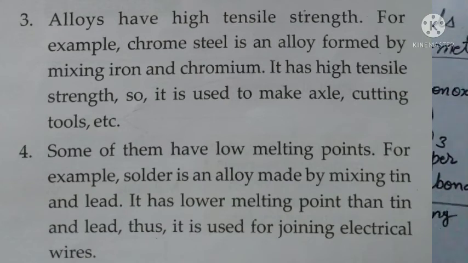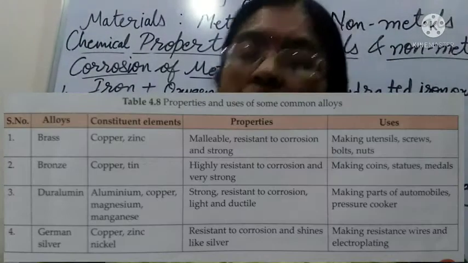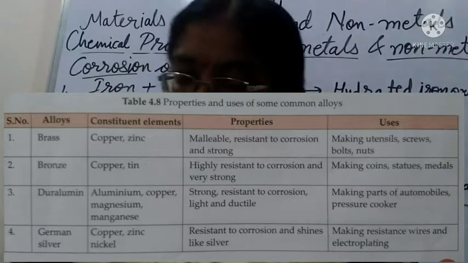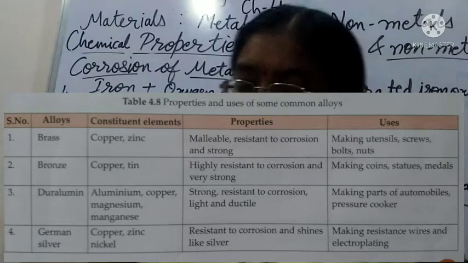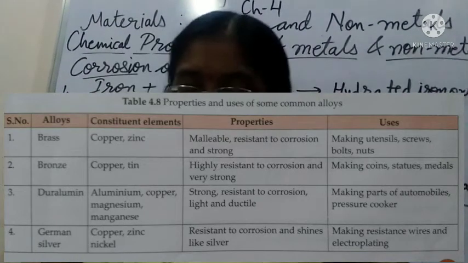Now some alloys have low melting point. कुछ एलॉयज के लो मेल्टिंग पॉइंट होते हैं, for example solder. Solder is an alloy made by mixing tin with lead, and it has a lower melting point than tin and lead, and thus it is used for joining electrical wires. Now here in this table, different properties as well as constituent elements and uses of different alloys are given. So read all of it well later.